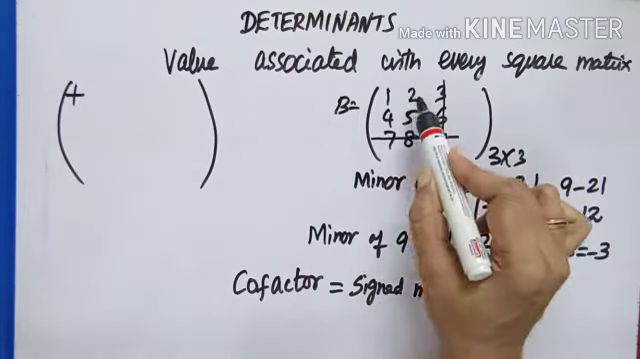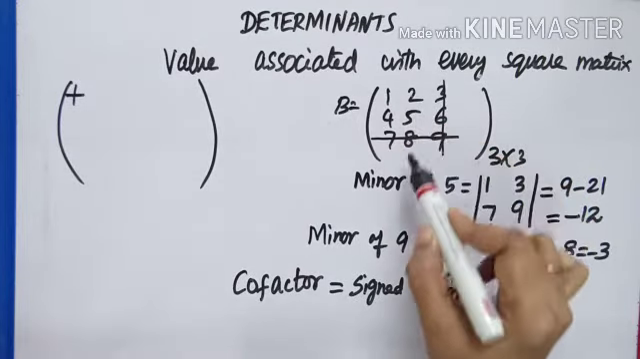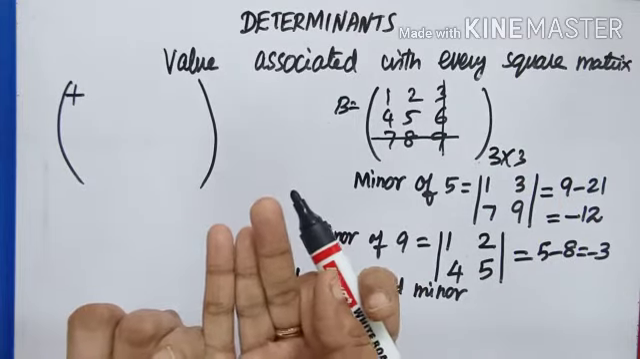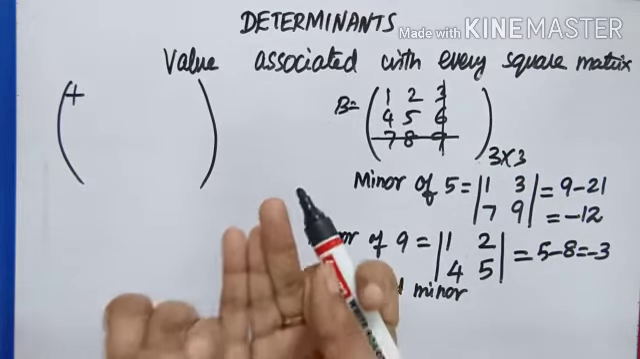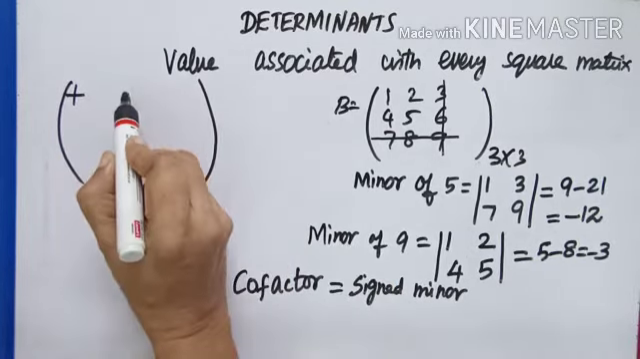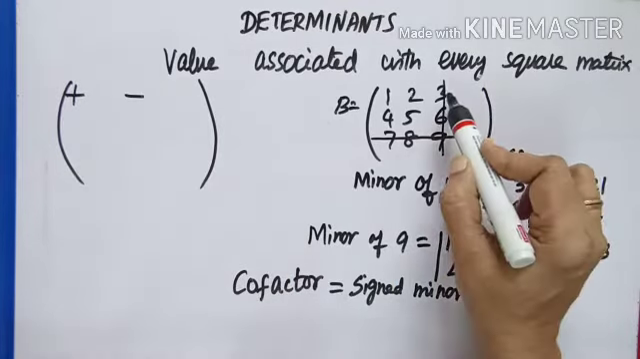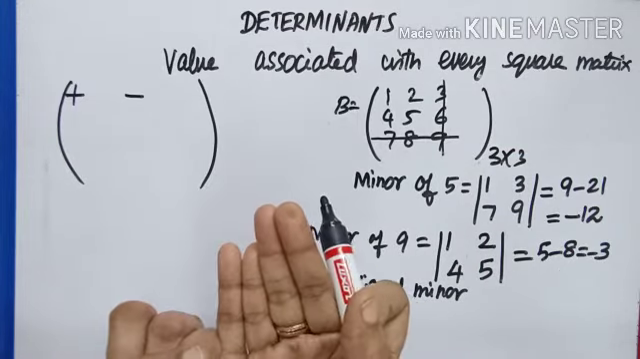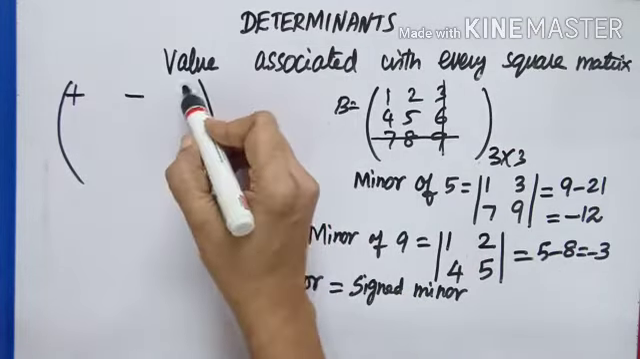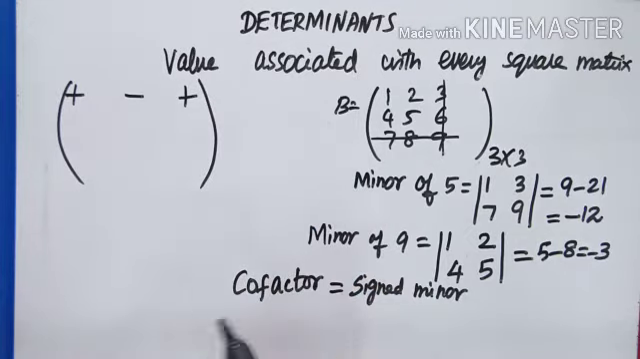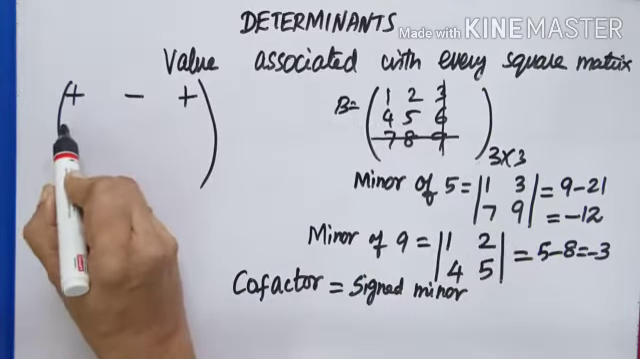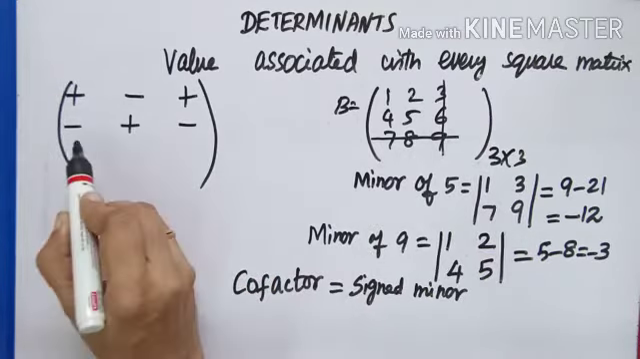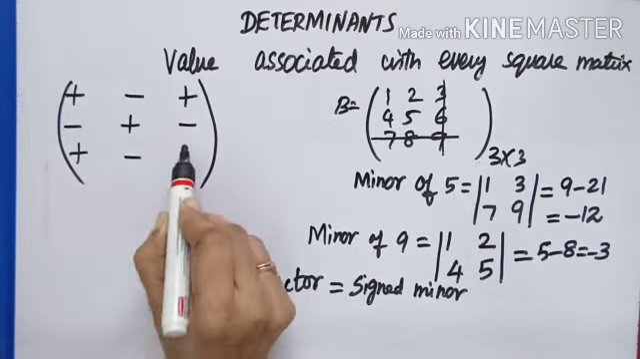2 is coming in the first row, second column. Add these two. My answer is 3. Odd number, put negative. What about 3? First row, third column. So it is 4. Even number comes positive. Now you can easily tell me this will be negative, positive, negative. Third row: positive, negative, positive.